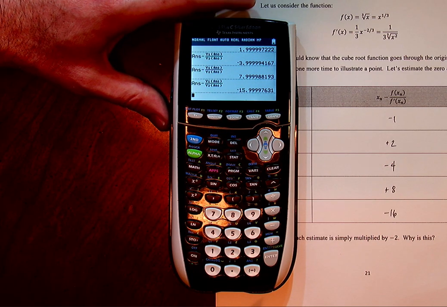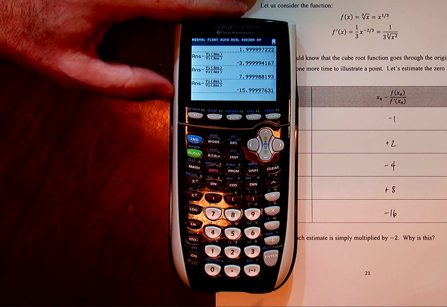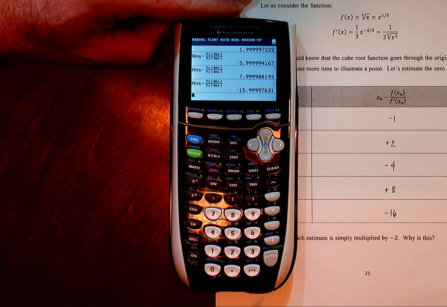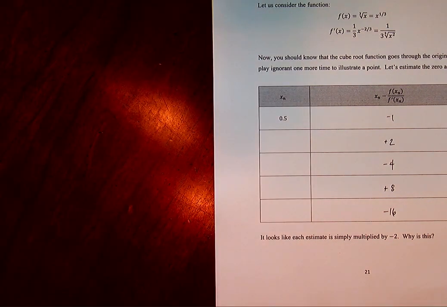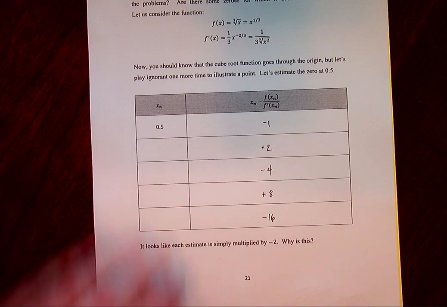That doesn't look like it's getting closer to the 0 that happens at the origin. In fact, that looks like it's getting farther away, twice as far away each time. It seems like each estimate is being multiplied by -2 in order to get to the next one. And actually, it is. So let's actually look at why that is, okay?